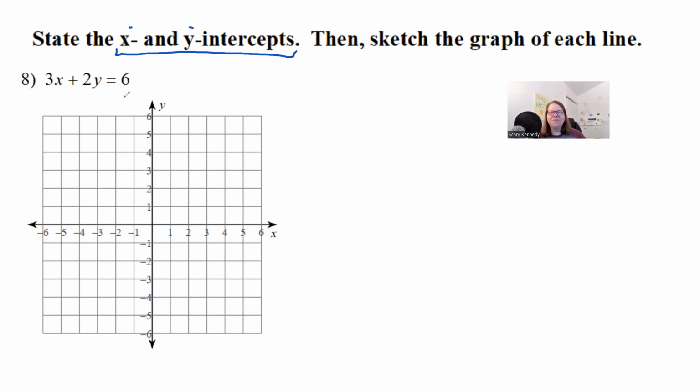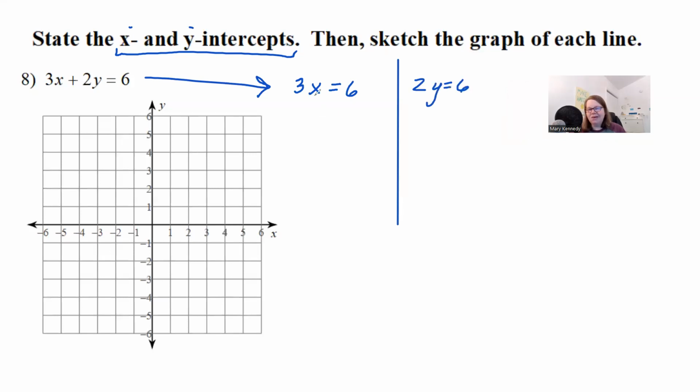And so here's the gist of it. You're going to take each part of this, 3x, and set that equal to 6. And then you're going to do the same thing with the y value, 2y equals 6. Okay, let me move myself over here. All right, so let's just solve.